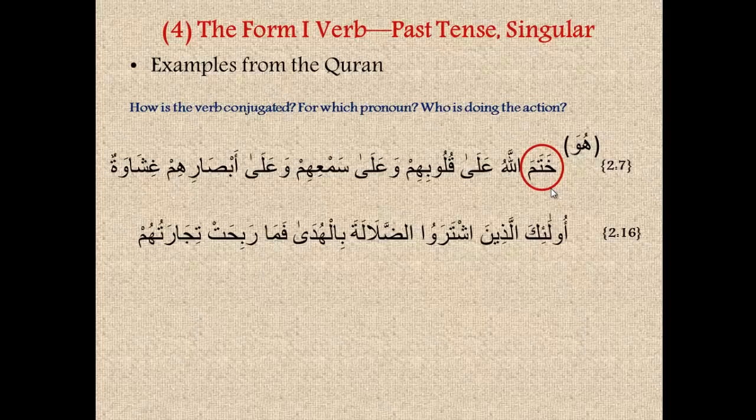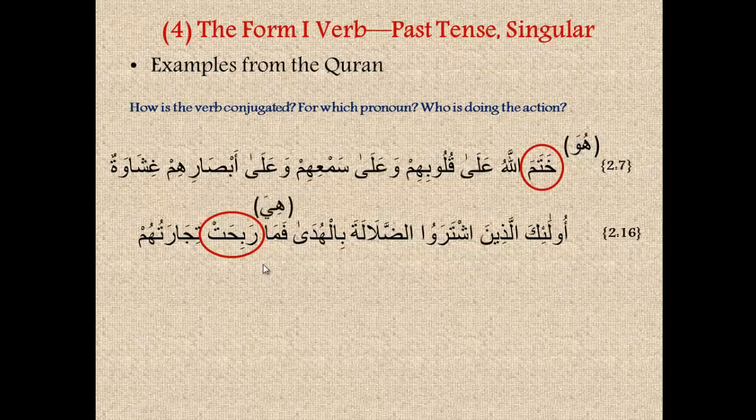Example number 2, this is verse number 16 from Surah Al-Baqarah, surah number 2. Allah says, أُولَٰئِكَ الَّذِينَ اشْتَرَوُا الضَّلَالَةَ بِالْهُدَىٰ فَمَا رَبِحَتْ تِجَارَتُهُمْ. The verb here is rabihat. We notice the ta sakina, or ta with the sukoon, the very light ta at the end of the word, rabihat. So we know the conjugation is for the pronoun hiya, she.